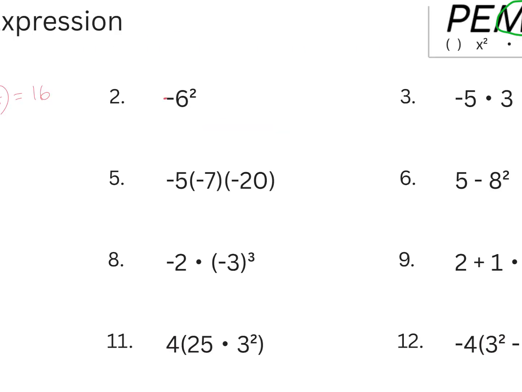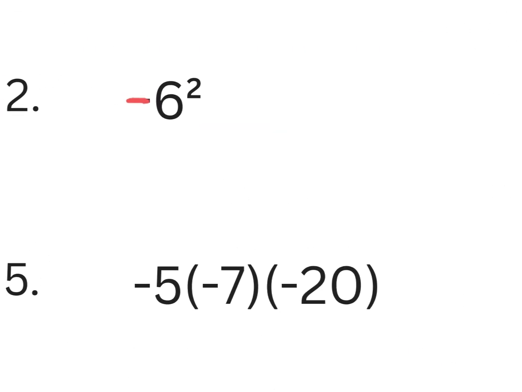Number 2, this negative is technically not being used by that exponent. In fact, it would probably be better to write it like this, right? But they don't always do that, and especially if you ever use a calculator, if you were to type it like this, the calculator will probably not interpret it like that. So anyway, this is how you should interpret it, which is -6 times 6, or -36.